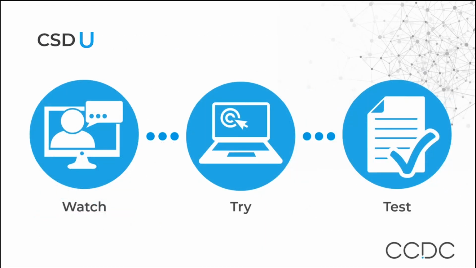Our CSDU modules follow the same basic format of watch, try, and test. By watching these videos, you will learn what you can do with the software and see a demonstration. In the try section, you'll have the opportunity to use the software by following a self-guided workshop. Finally, in the test section at the end of the module, you can check your knowledge in our online quiz and receive a certificate for your hard work.